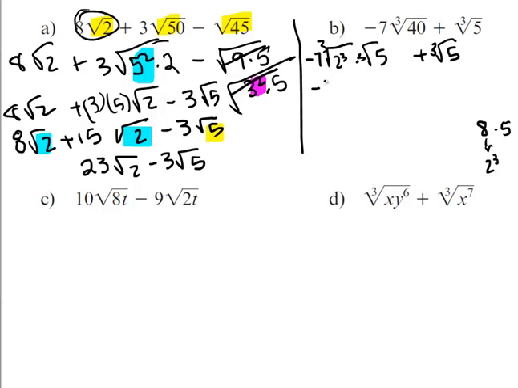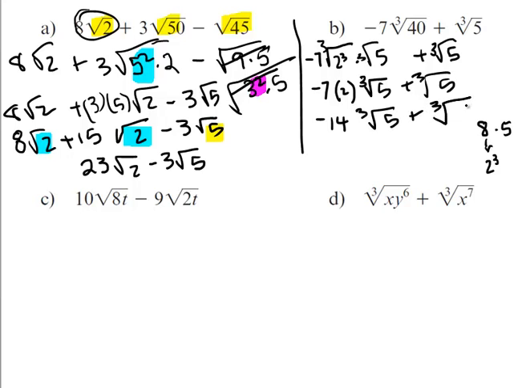So let's see, that's going to be negative 7. The cube root of 2 cubed is 2. So negative 7 times 2 is negative 14 cube root 5. Plus cube root 5 would give me negative 13 cube root 5. And as you see, I have simplified. There's no equal sign, so I'm not solving for anything. I'm just trying to get things down to lowest terms.